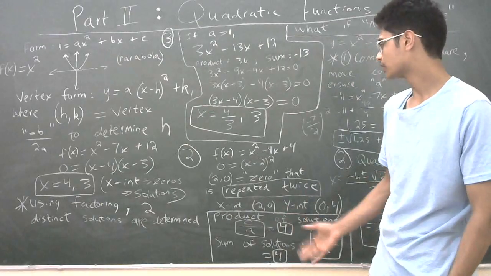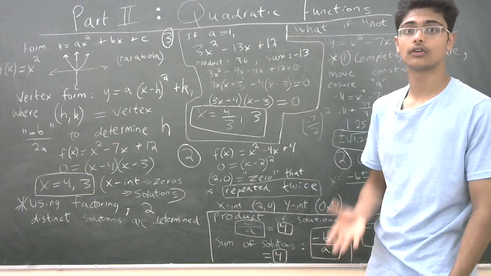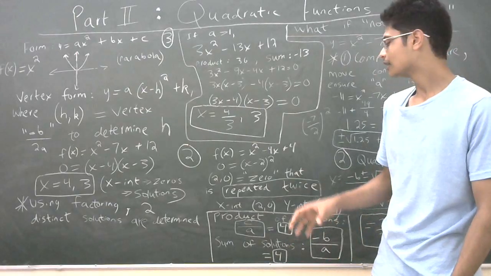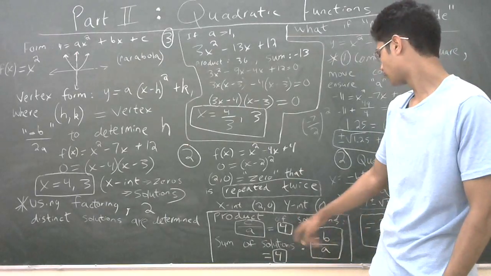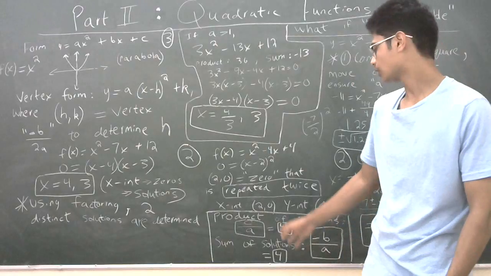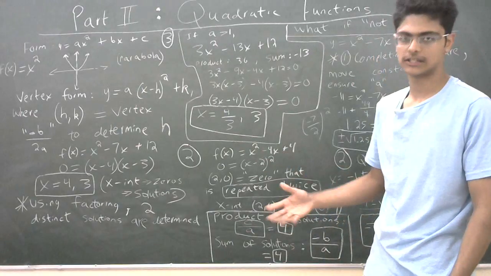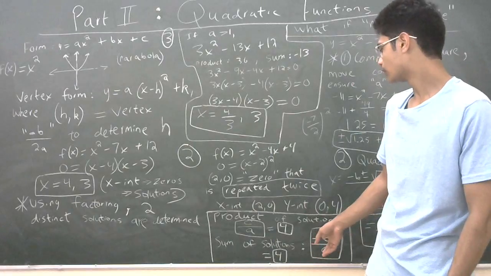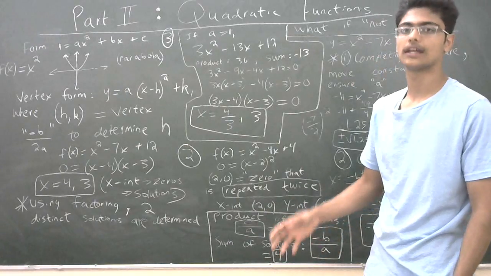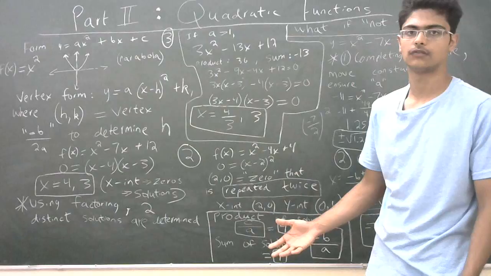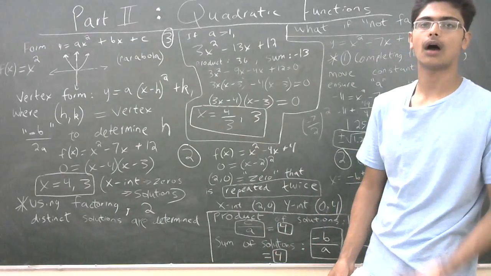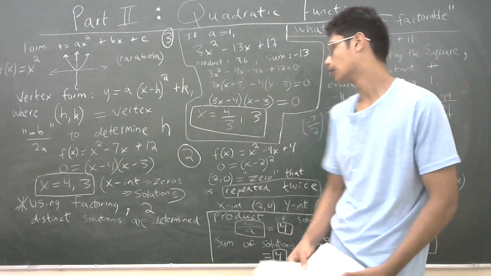And just checking your work, you know that here the two solutions are 2 and 2. Their sum is 4, and their product is also 4. If you do c over a, 4 over 1, that's 4. And if you do negative b over a, negative times negative 4 is 4, over 1 is also 4. So obviously 2 and 2 have a product of 4 and a sum of 4.